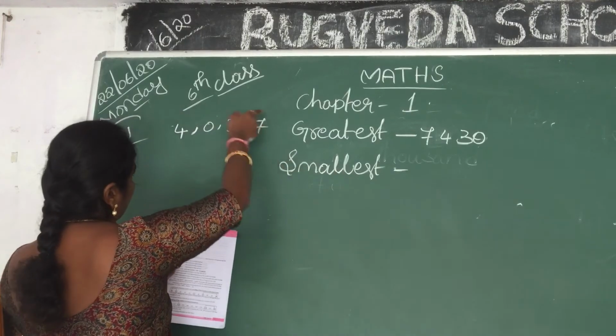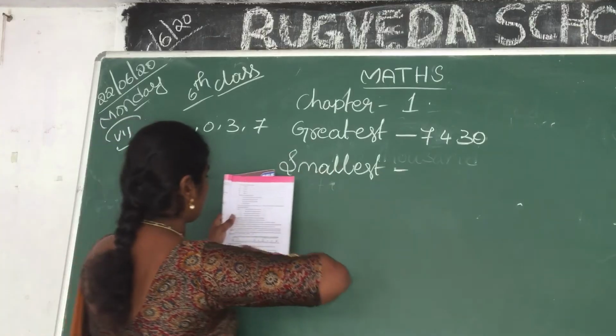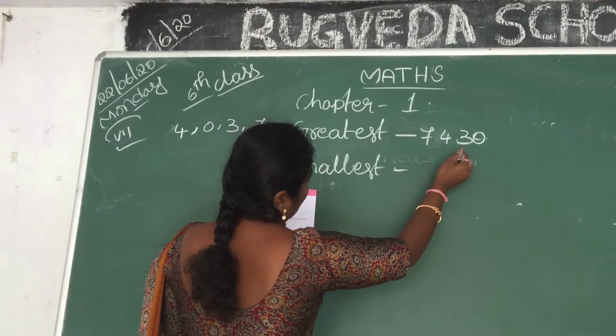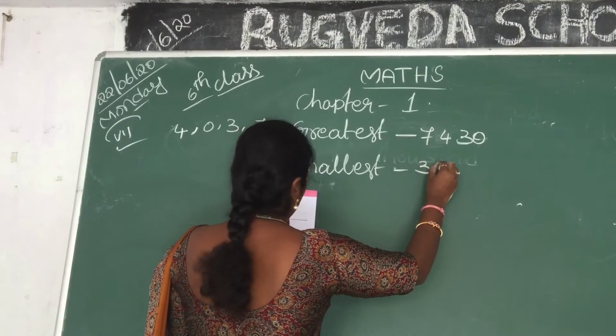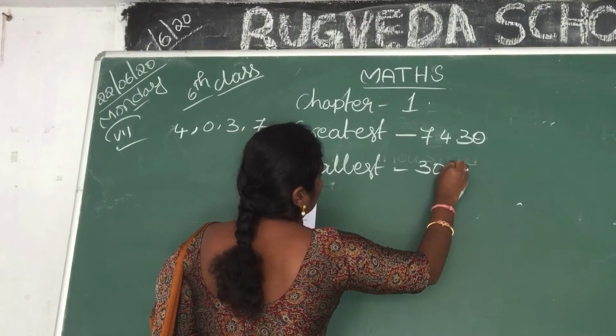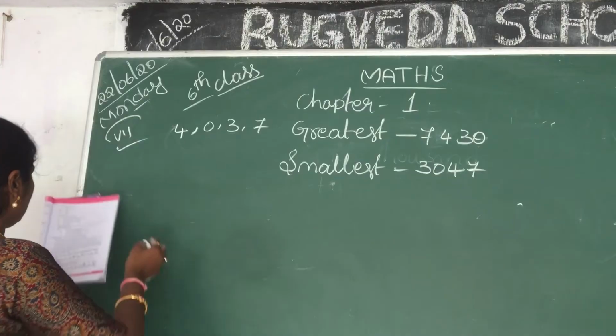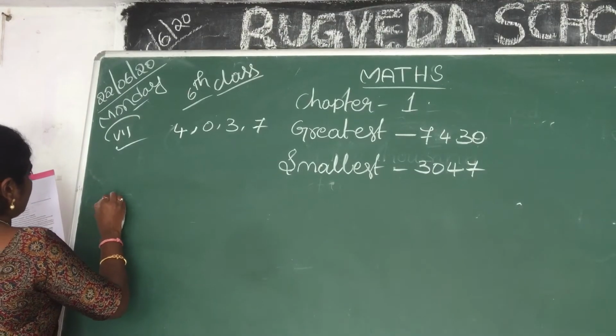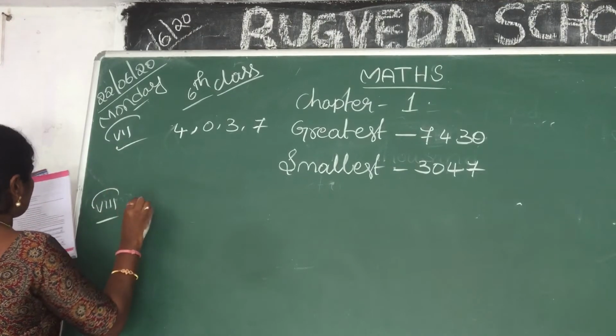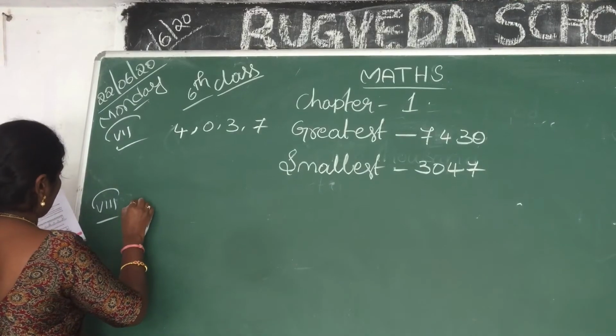Now again you have to write the smallest number using these digits. What is the smallest number we have to write? 3,000, 3,047. So this is the smallest number. Next, last, eighth bit. Some questions are given, you have to find out the answer.